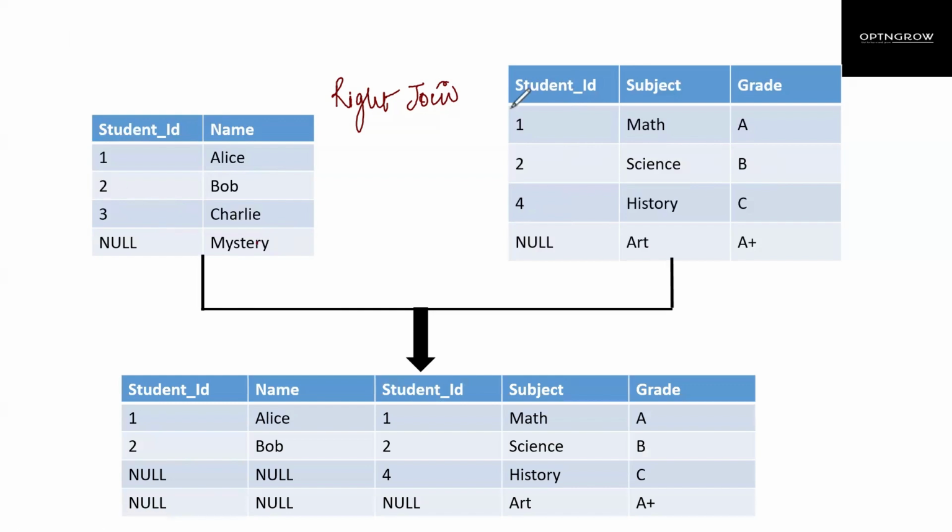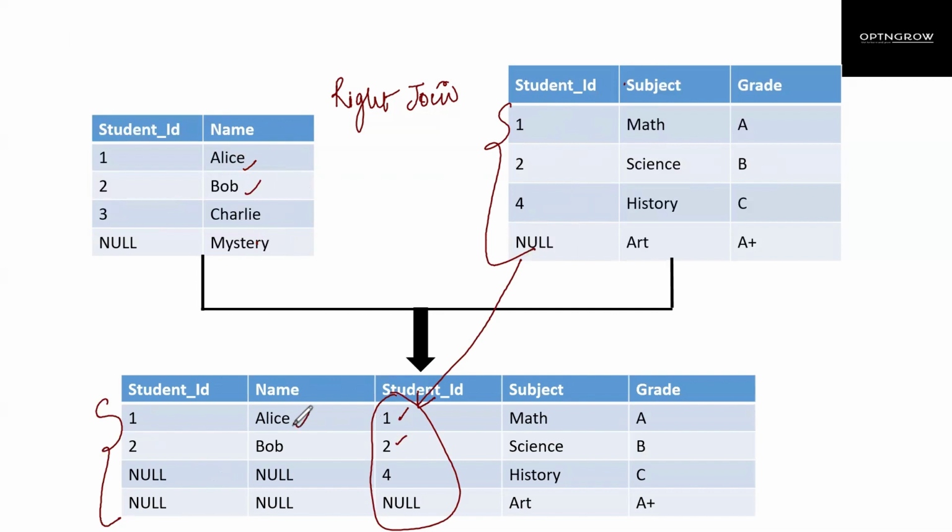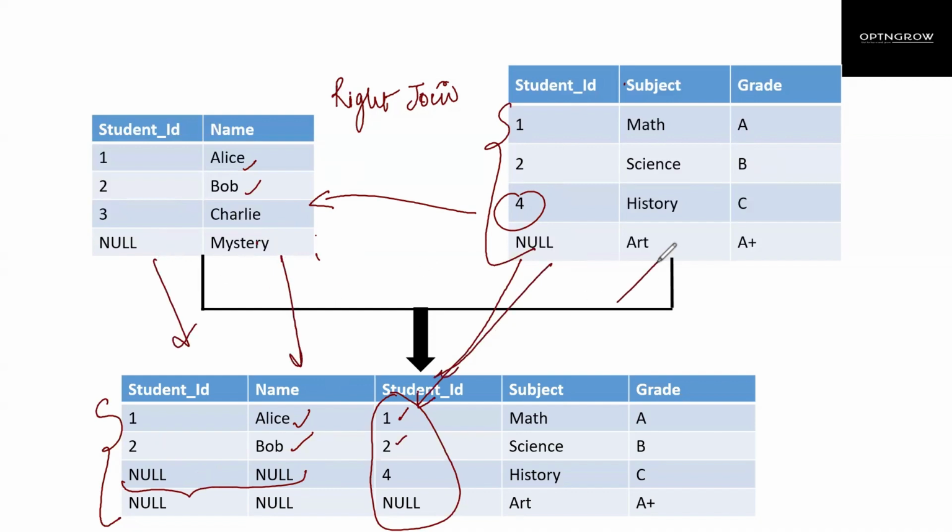So all the rows from the right table. So this is the right table. So all the rows we are getting from the right table. You can see over here, this is from the right table. That's perfect. Now the matching rows from the left table. So for 1 and 2, we got the match. So we are having Alice and Bob. But for 4, because we do not have the matching row on the left table, we are getting null from the left table, as you can see. So these columns are from the left table and these columns are from the right table.